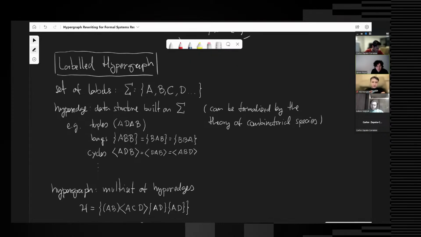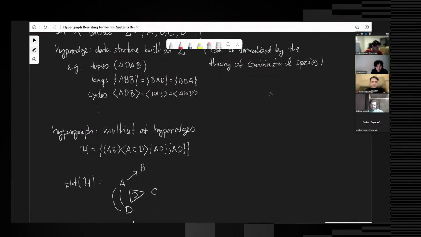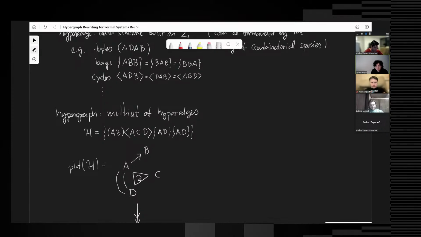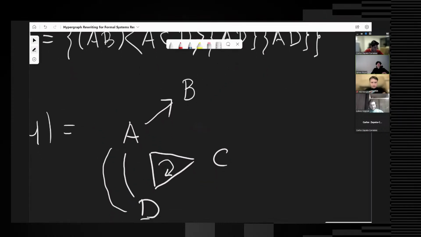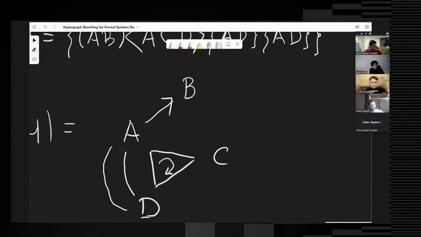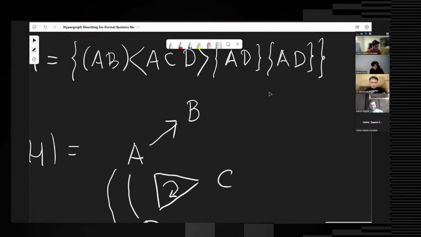Just to show an example, take hypergraph H. It has a tuple AB, a cycle ACD, and two bags AD. You can plot this, and it should look something like that, ignoring the arrow below. This AB here corresponds to this arrow here, and this cycle ACD corresponds to this cycle over here. So that's just a labeled hypergraph.